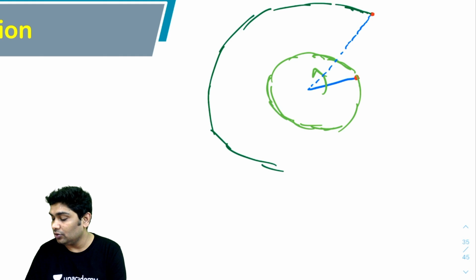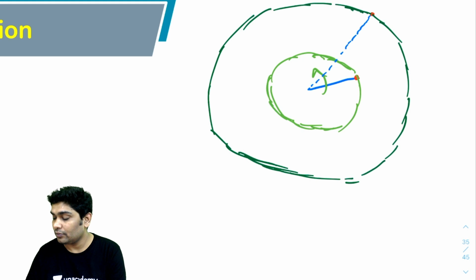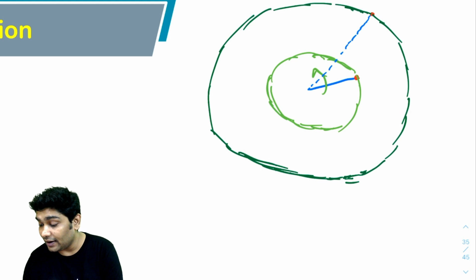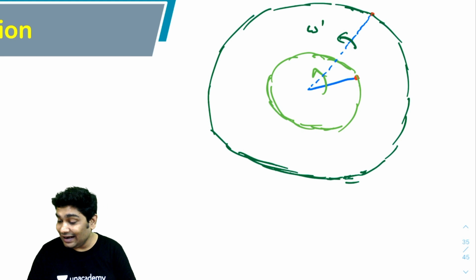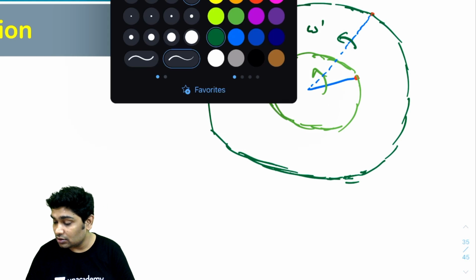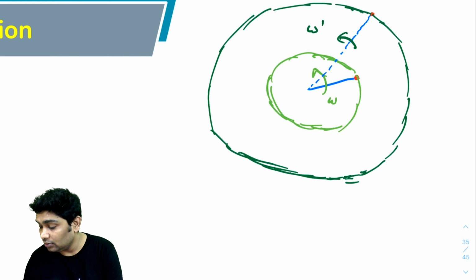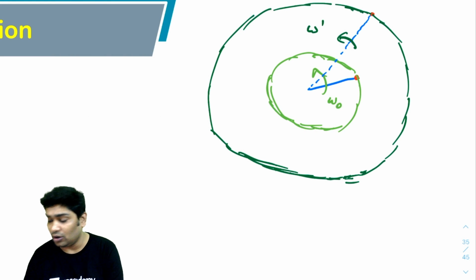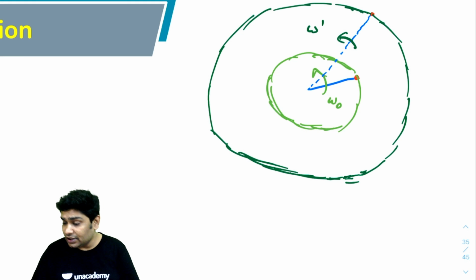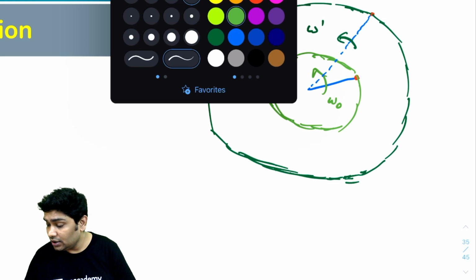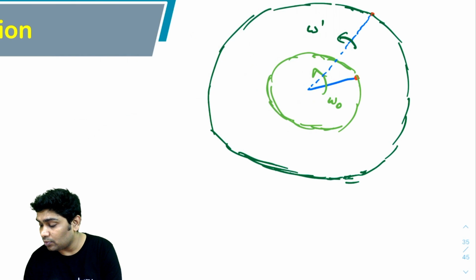Now all I need to do is find the omega. How much is the omega with which it is moving now? Let's call this omega dash, and let's call the original omega as omega 1 or just omega naught. Initially, let's say the radius was 0.8 meters.